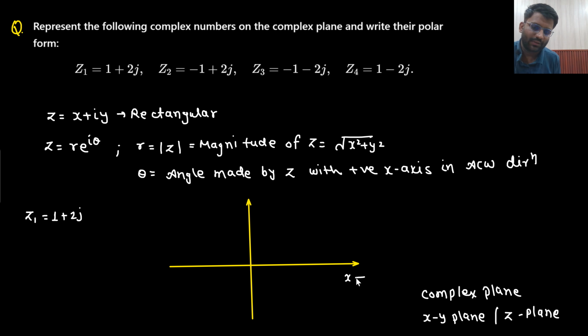So this is your x-axis. This is your y-axis. What are you supposed to represent? 1 plus 2 iota. The x value is 1, the y value is 2. So 1 plus 2 iota. This will be the number. This number you have represented.